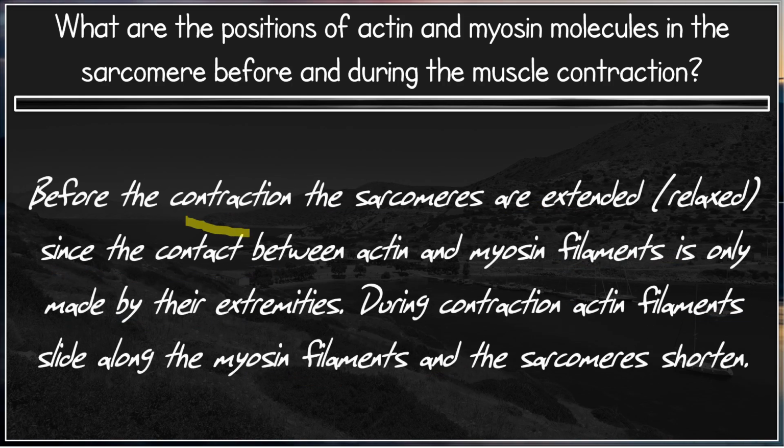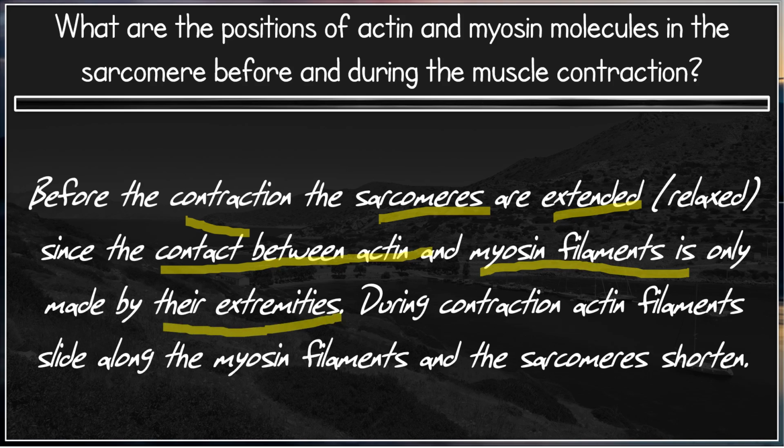Before the contraction, the sarcomeres are extended, that means relaxed, since the contact between actin and myosin filaments is only made by their extremities. During contraction, actin filaments slide along the myosin filaments and the sarcomeres shorten.